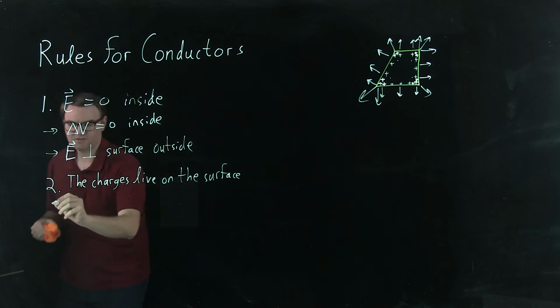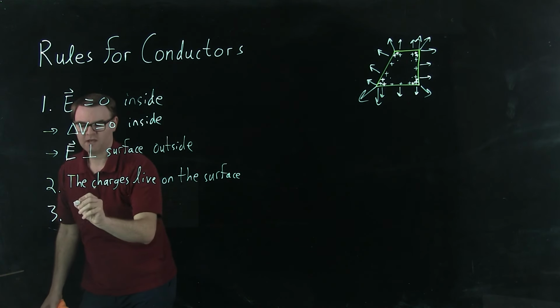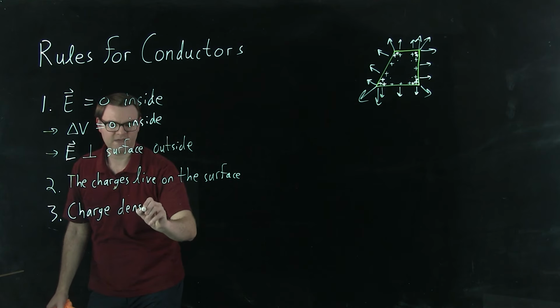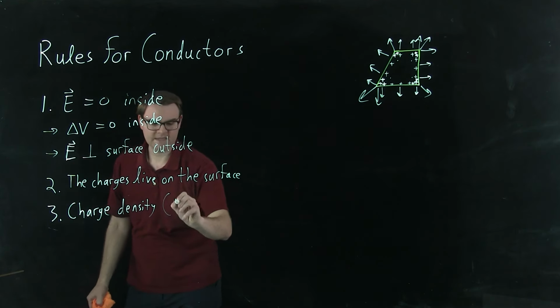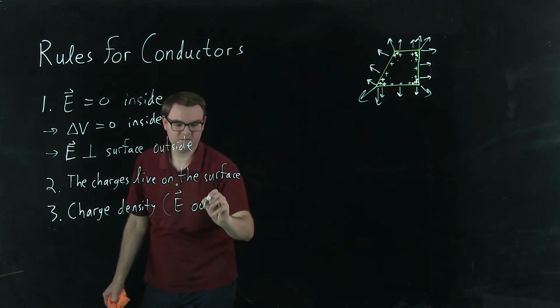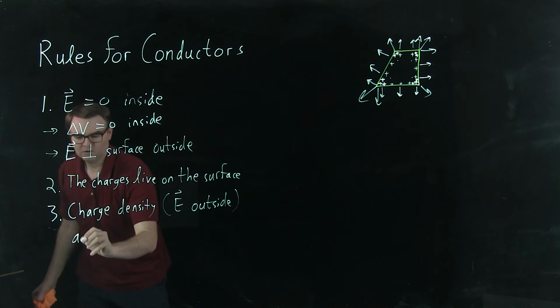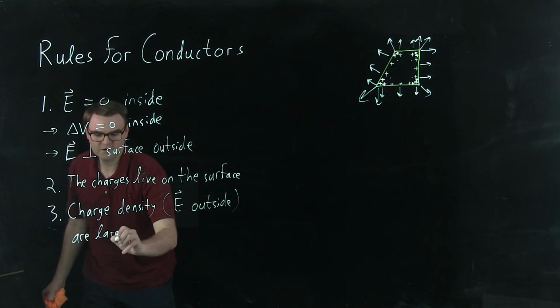And then I'll add my last rule here, which again is that the charge density, and because of that, the external electric field, the electric field right outside of the piece of metal, are largest near corners.